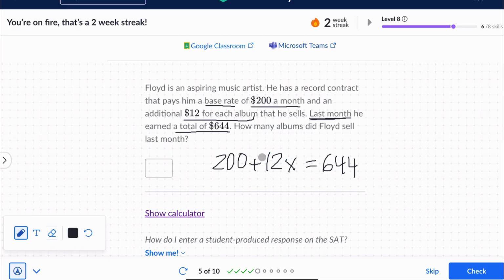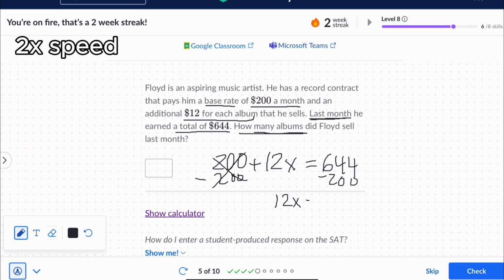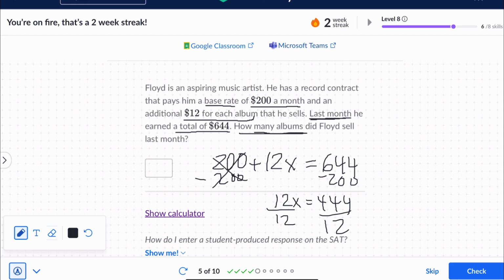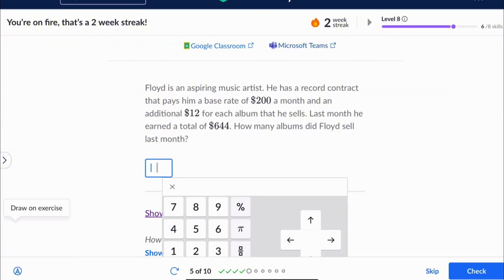And so we just solve for X because we're trying to find the number of albums he sold, which is X, so minus 200 on each side. And if we put 444 divided by 12 into the calculator, that's going to give us 37. And so X is equal to 37, and he sold 37 albums last month. So 37.